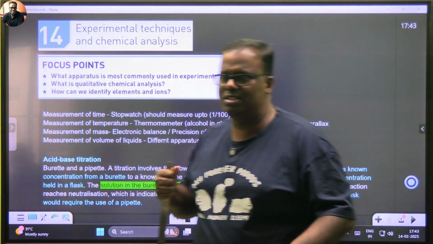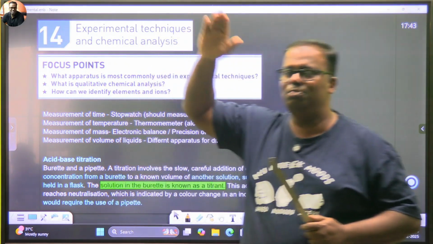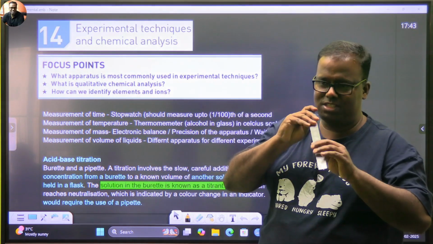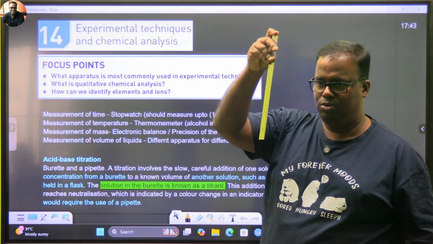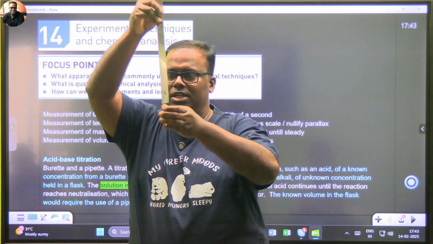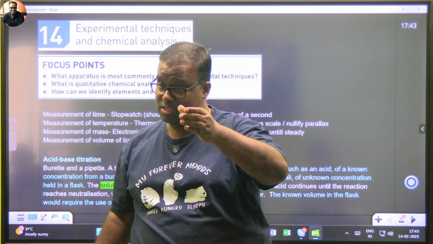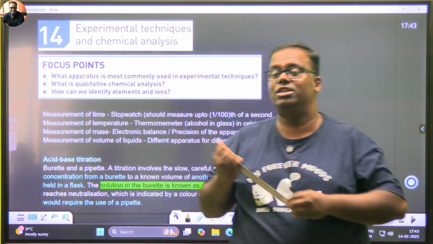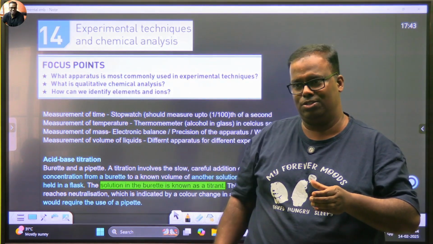The usual practice is you don't suck in acid. So the acid will always be in a burette and the base will be in a pipette. You take the 20 ml of that base whose strength is not known, take out the liquid and decant it into a conical flask or a normal beaker. If that particular reaction needs an indicator, then you put 1 or 2 drops of indicator in it.